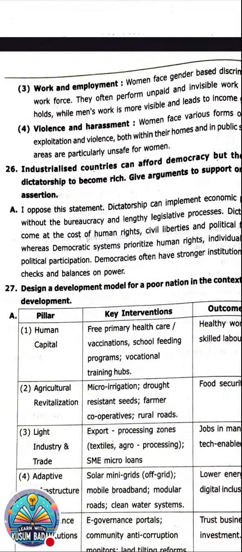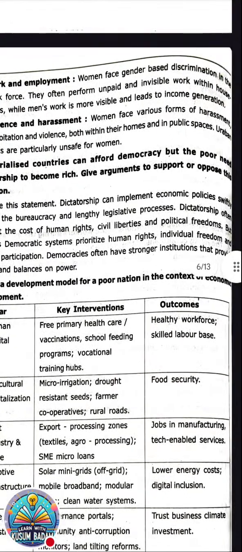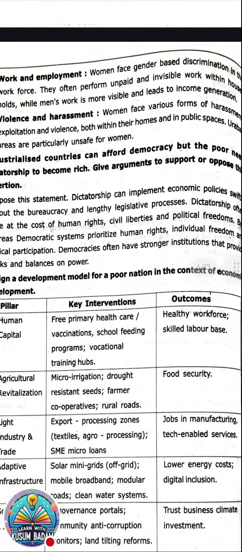But in democracy, we have the choice of decision making. In democracy we have human rights, the fundamental rights, then civil liberties, political freedom. All these are not there in dictatorship, whereas in democracy we get all the freedom. So democracy is much better than dictatorship. You need to argue which one is best. If you agree, why you agree. If you disagree, why you disagree. You need to write the answer.